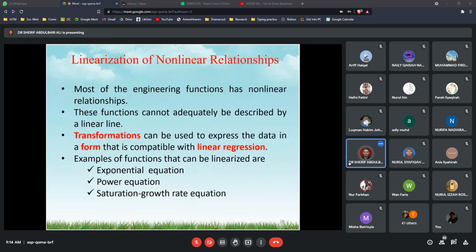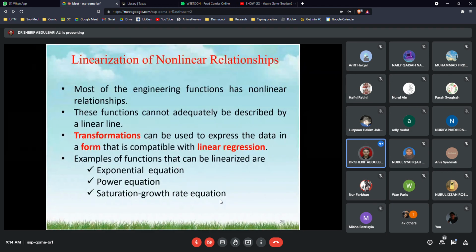Okay, so last thing for today, it's linearization of non-linear relationships. Most of your engineering functions have non-linear relationships. So you cannot describe this kind of function using a line, especially if you have an exponential equation or power equation. Those equations are actually giving you a curve. They are not giving you a line.